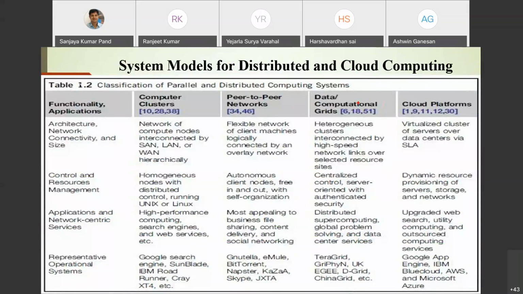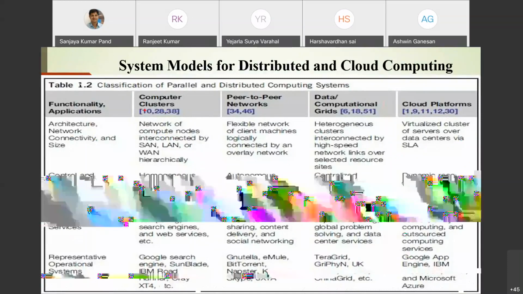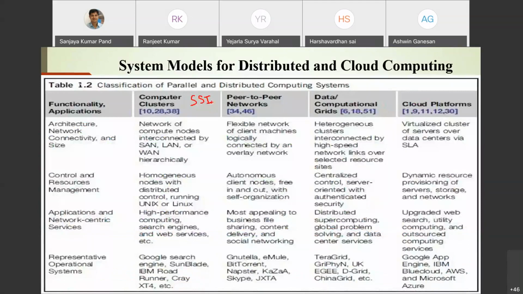Okay, so if you see, I told you in the computer cluster, a group of nodes are connected, and these nodes are called your homogeneous nodes. They are covering everything as a single system. That one term is single system image, right? All the systems participating in the cluster must be treated as homogeneous nodes, right?